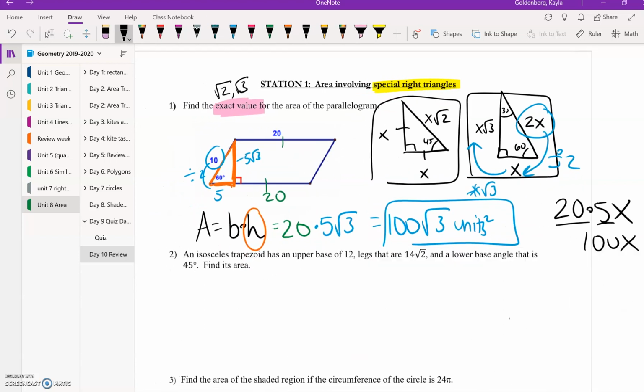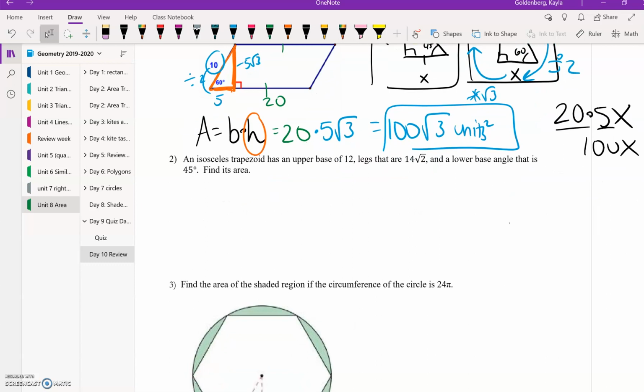Okay, our next one, and keep in the back of your mind, it's a 30, 60, 90, maybe a 45, 45, 90. One thing you want to keep in mind is how would you recognize it on an assessment if I didn't tell you that you were dealing with the triangles. So you want to keep your eyes out for the clues that you're seeing.